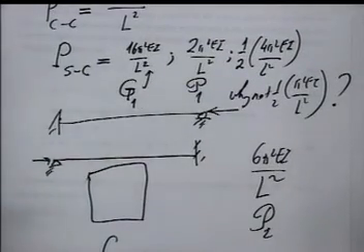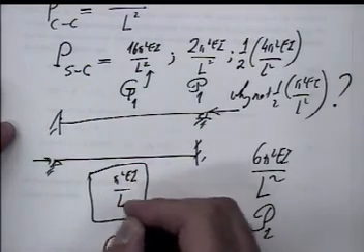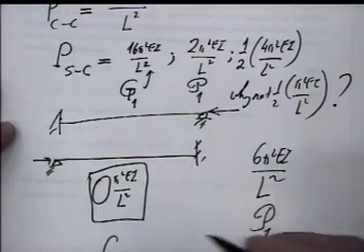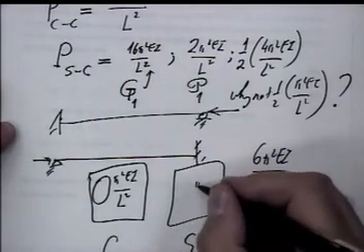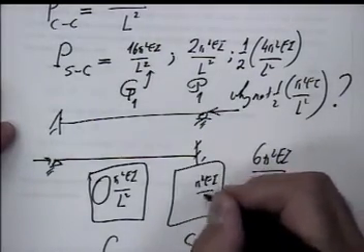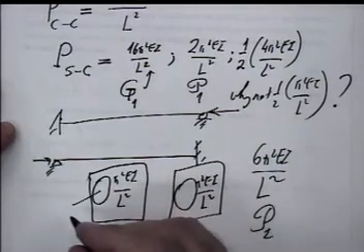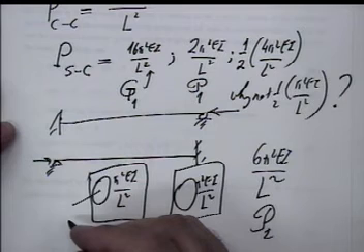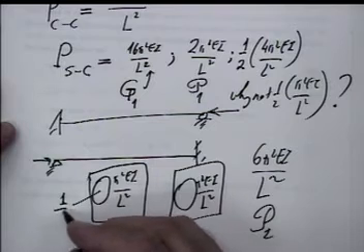I want you to write, look, pi square EI over L square, and then give your number here. Yes, 1 over 0.6 squared.